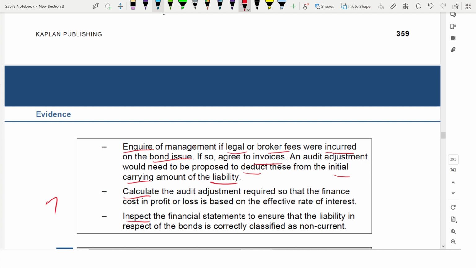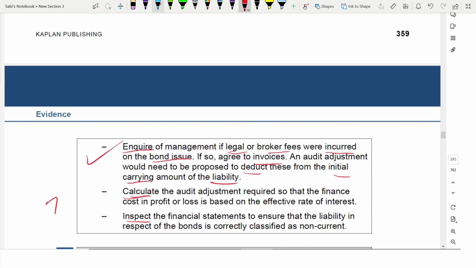See, if you have some bond, what do you do? Interest payment and all. If you have made it, it is supposed to be reduced from the carrying amount of the bond, because now you have to pay less and less if you have paid the interest in installments. So if you are taking this also, legal and broker fees, that will be reduced from the carrying amount of the liability. Okay.